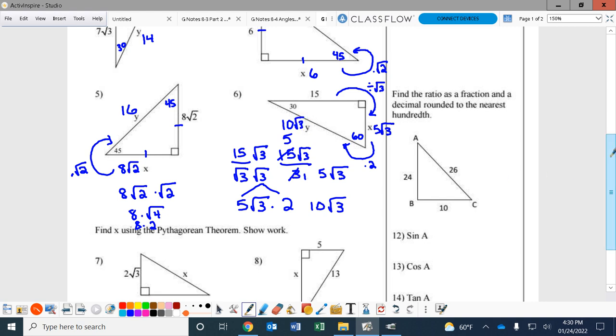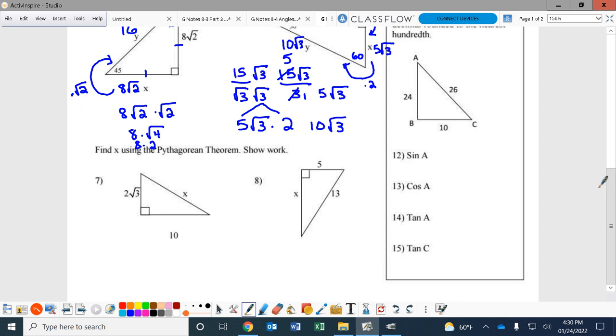Okay, now to our next section. So our next section is going to be about Pythagorean theorem. When we set this up, we just need to identify the c. That's going to be the one that's by itself. So we're going to be using a squared plus b squared equals c squared.